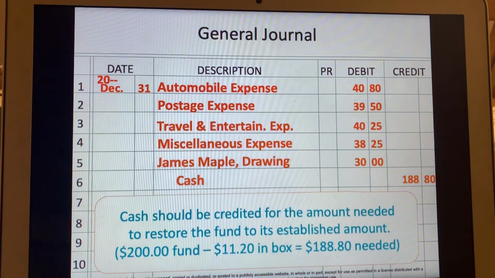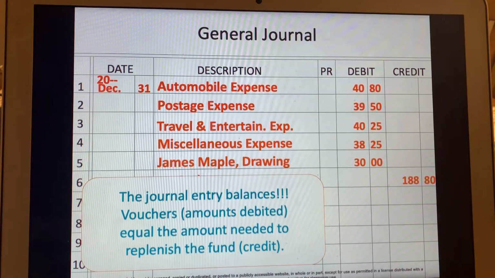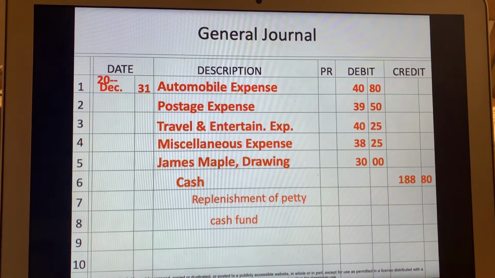So here's what it looks like. Automobile expense $40.80, postage expense $39.50, travel and entertainment expense $40.25, miscellaneous expense $38.25, and then a drawing of $30 by James. So we're going to pull that out of cash for $188.80, which is the difference. Don't forget, we always want $200 in our petty cash. So the journal entry balances, and we're good to go. Replenishment of petty cash fund, so we'll put a little note right below it.